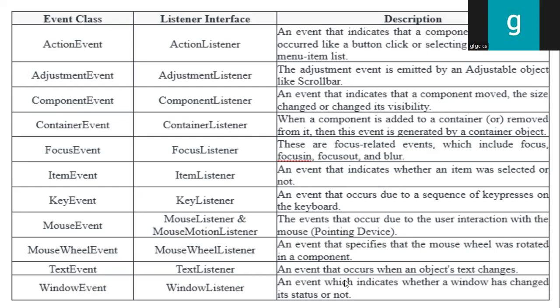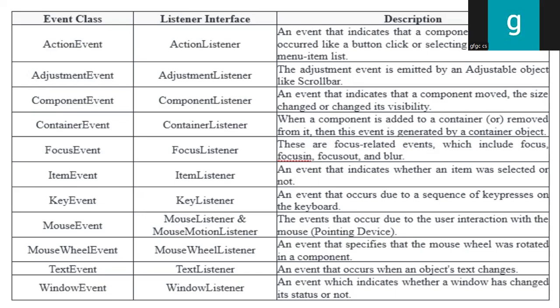Next is the ItemEvent class. For that, we need the ItemListener, an event that indicates whether an item was selected or not. Next is KeyEvent. For that, we need the KeyListener, an event that occurs due to a sequence of key presses on the keyboard. Next is MouseEvent. In mouse event, we have two listener interfaces. The first one is MouseListener and the other is MouseMotionListener.